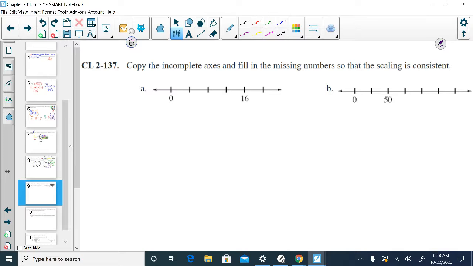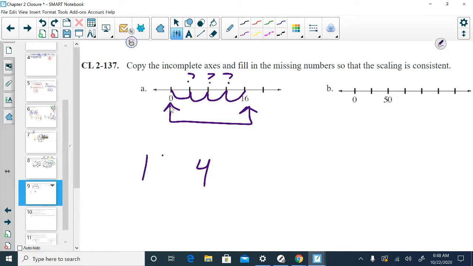Next says copy the incomplete axes and fill in the missing numbers so that the scaling is consistent. So here we start at 0 and we move to 16. And so we're looking for the missing numbers here. All right, well here we're jumping up 1, 2, 3, 4 parts. And I'm starting with 16. So 16 divided by the 4 parts, that's going to give me 4. So I count up by 4, 8, 12, 16. The next one would be 20.